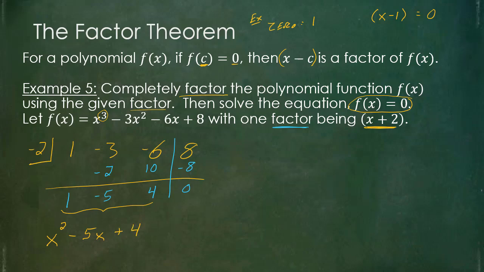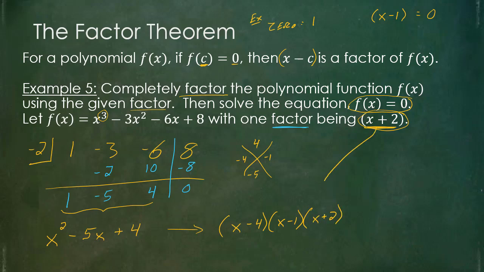Well, notice that created a quadratic. I should be able to factor that. In this case, the factors I would use would be what multiplies to 4 that will add to negative 5. Well, that should be a negative 4 and a negative 1. So the factor version of that quadratic would just be x minus 4 times x minus 1. And the first part of this said completely factor it, so I get to take the one that they gave me and just tag that one on at the end.